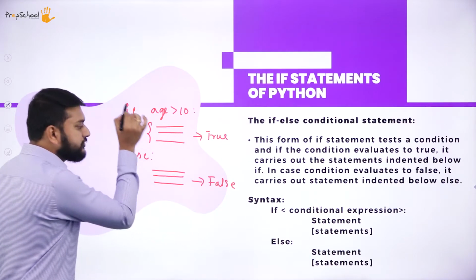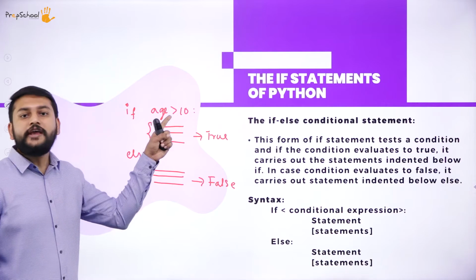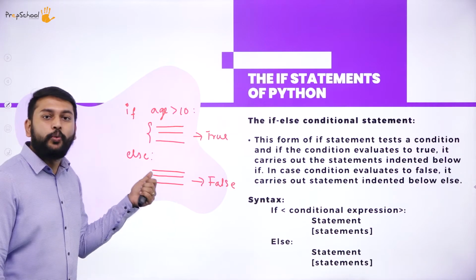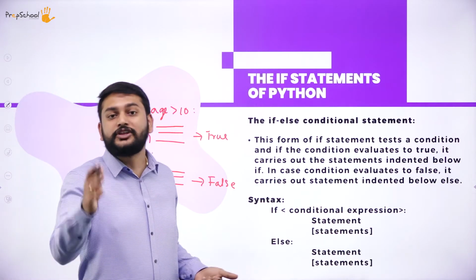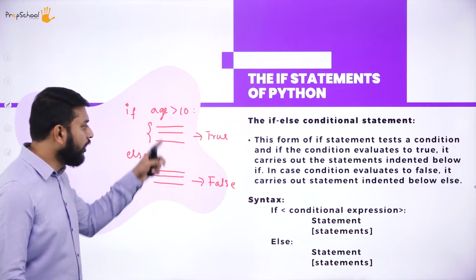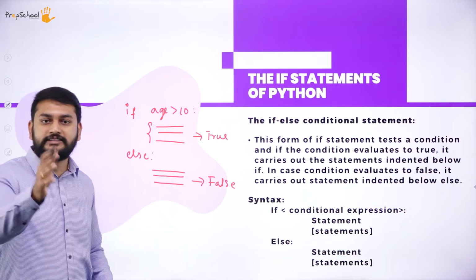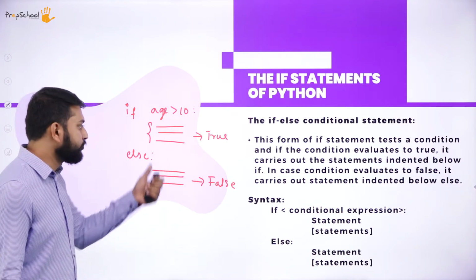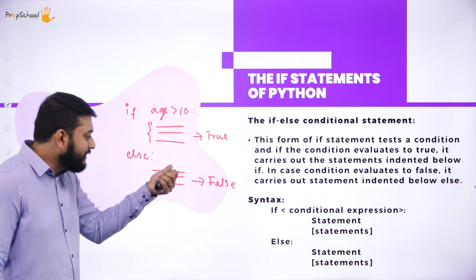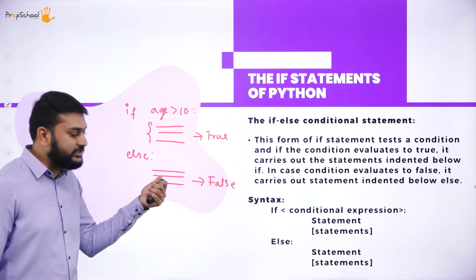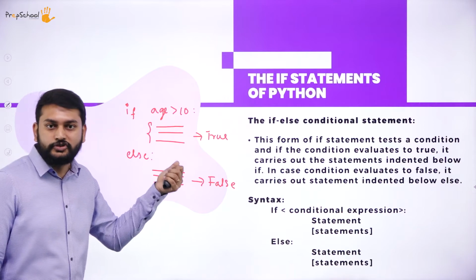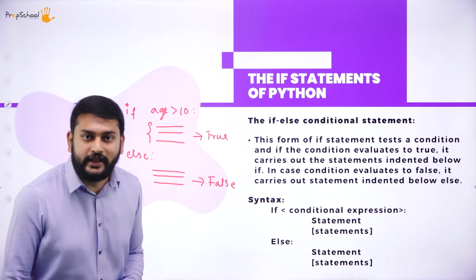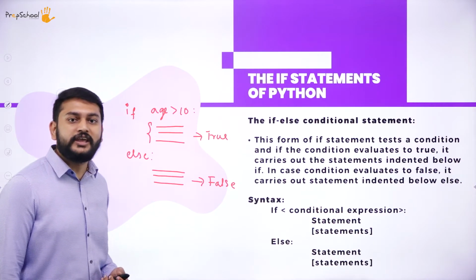This set of statements will be executed only if the condition is true. This set of statements will be executed only when the condition is false. That's what you have to understand. But only one of the blocks will be executed. Both the blocks will not be executed. If the condition is true, this will be executed and this will be skipped. If the condition is false, this will be executed and this will be skipped. That's how the if else statement works. So let's go to the third type of if statement.